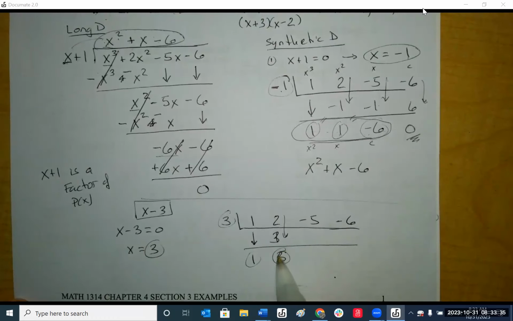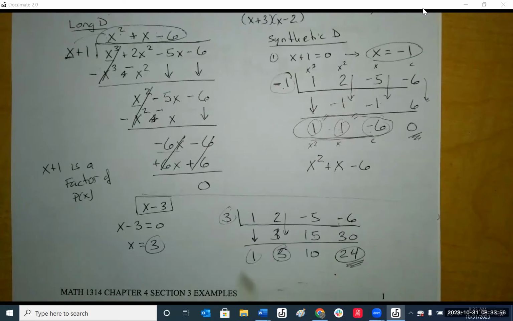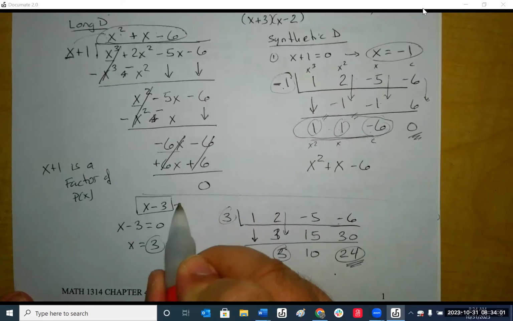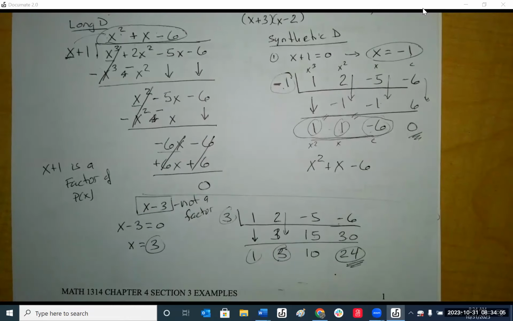Two plus three is five. So 3 times 5 is 15. 15 minus 5 is 10. 3 times 10 is 30. 30 minus 6 is 24. This is not zero, so that's not a factor. Not a factor.